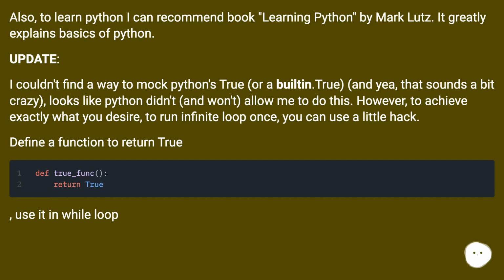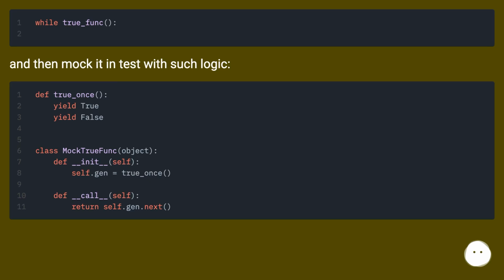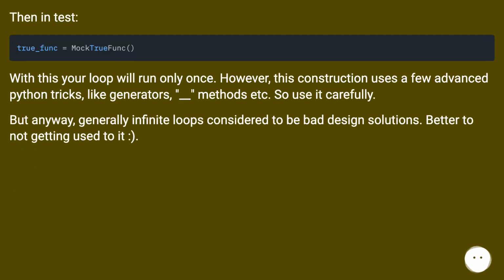Update. I couldn't find a way to mock Python's True, or a built-in True, and yeah, that sounds a bit crazy. Looks like Python didn't, or and won't, allow me to do this. However, to achieve exactly what you desire, to run infinite loop once, you can use a little hack. Define a function to return True. Use it in while loop. And then mock it in test with such logic. Then in test. With this your loop will run only once.